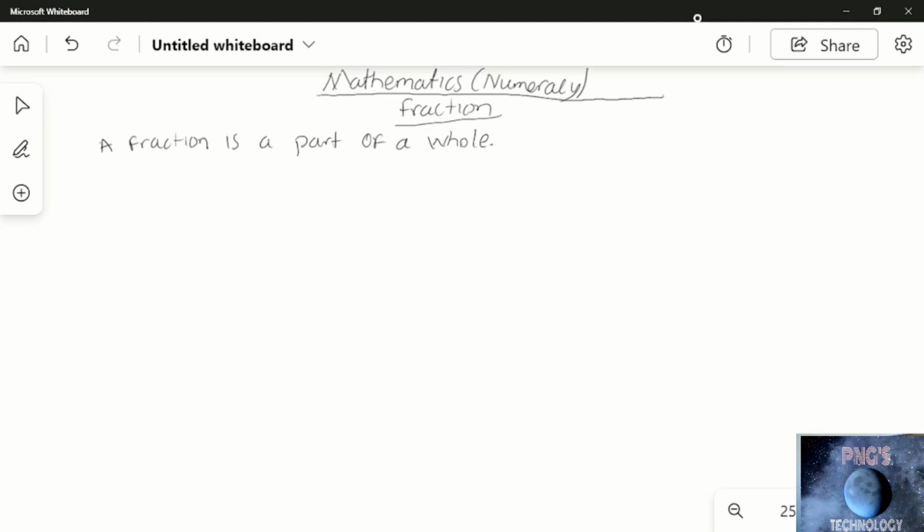So today what we'll be dealing with is fraction. And what is a fraction? We can say a fraction is a part of a whole. Now what is a whole? A whole means a complete number. Every integer is a complete number, as 1, 2, 3, 4, 5, 6, 7, 8, 9, 10 upwards to infinity. They are all whole numbers.